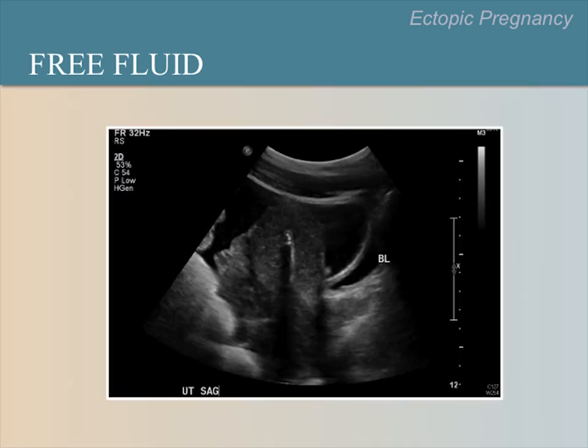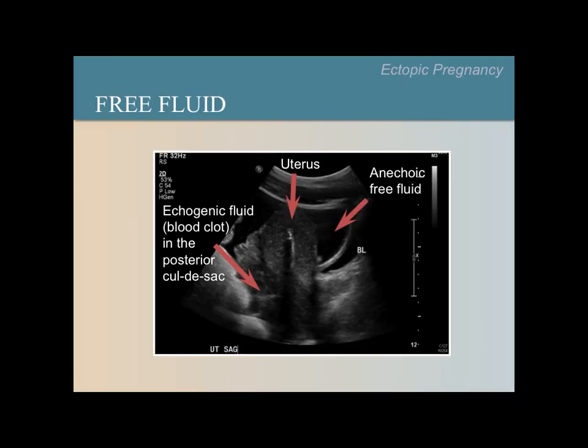Not all free fluid will look black. In this image, some of the fluid is black, but some of it is complex, with scattered echoes. This is common when a patient has bled from a ruptured ectopic pregnancy. Here we have labeled the anechoic and echogenic fluid, which is likely blood clot. This is a very worrisome amount of free fluid, and this patient needs immediate referral to a hospital.